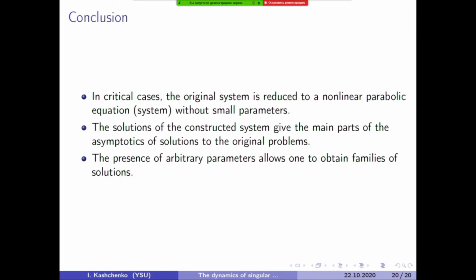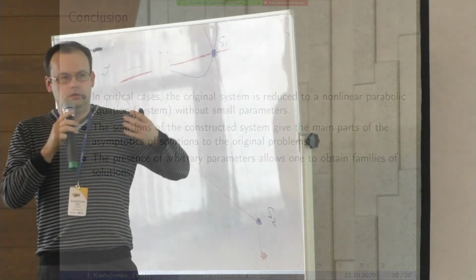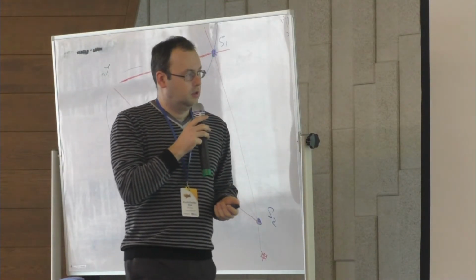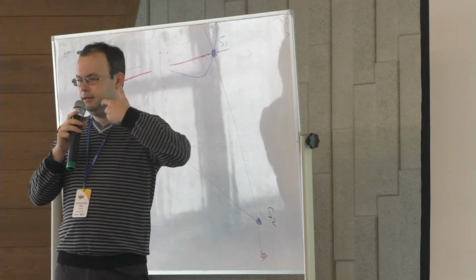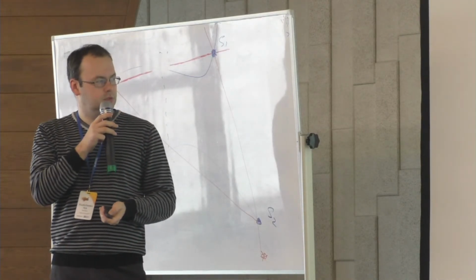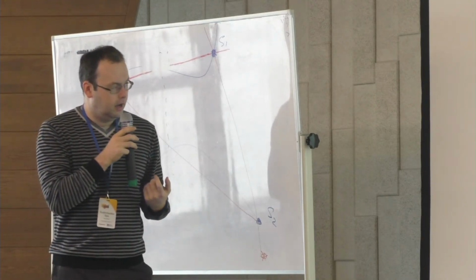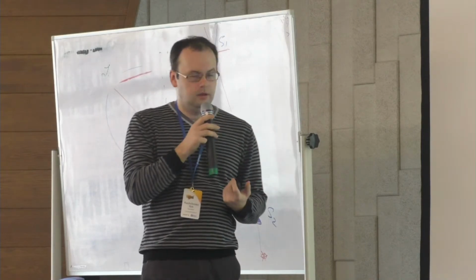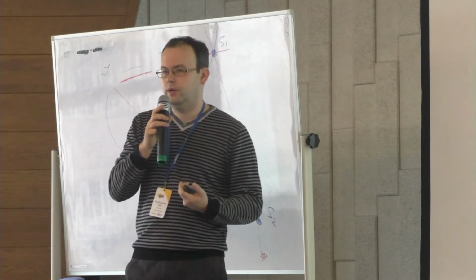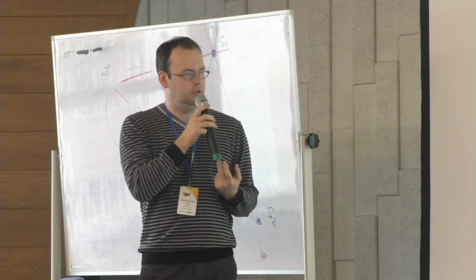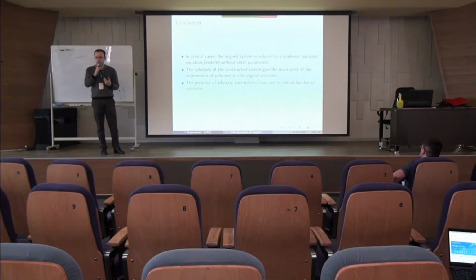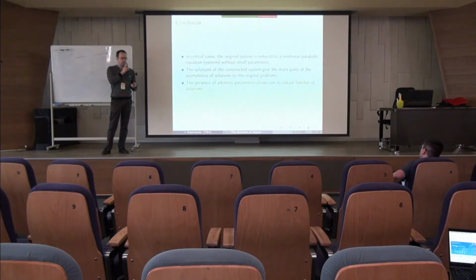So it may be, for example, solved using, I don't know, Mathematica or some others, easily. Using solutions of the constructed normal forms, we can reconstruct the main parts of the asymptotics of the solution of our original problem. And another important thing is that in some situations in normal forms we have arbitrary parameters. So the presence of these arbitrary parameters gives us a family of solutions of our initial equations. And this is my last slide, so I thank you for your attention.